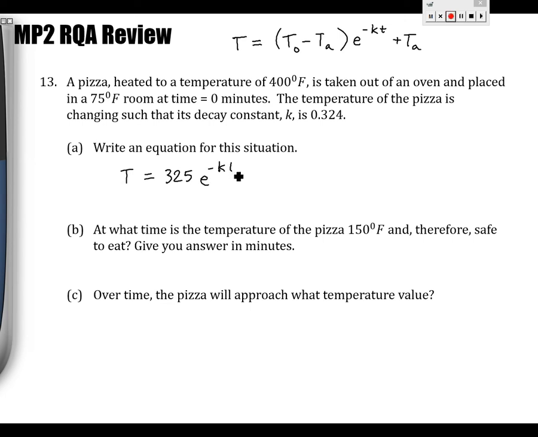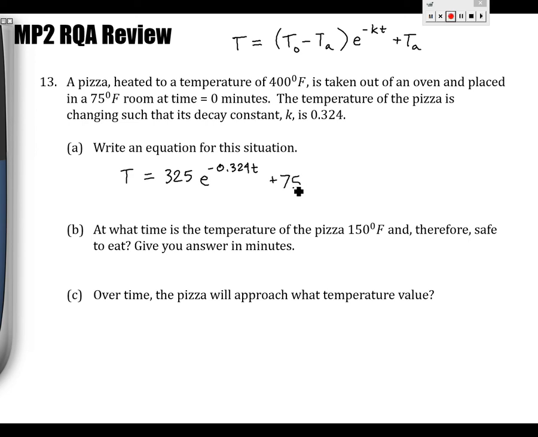e to the negative kt. We don't really know what k is. Oh, yes, we do. They gave it to us. Sometimes we make you solve for that, don't we? But I guess that was nice of us. Okay, 0.324 t, and plus 75.